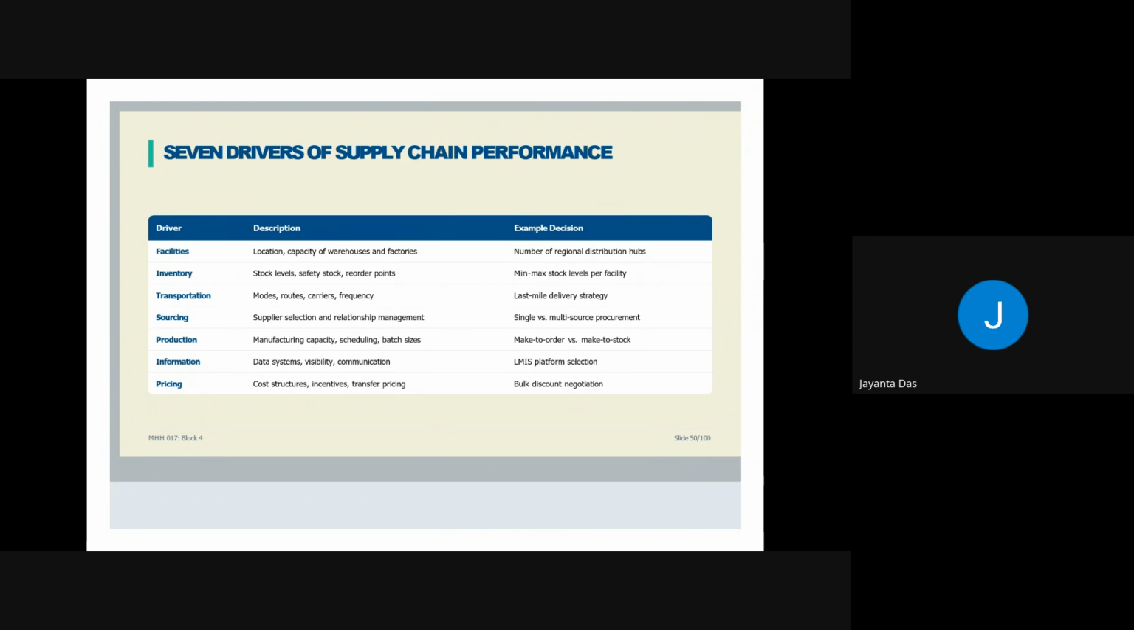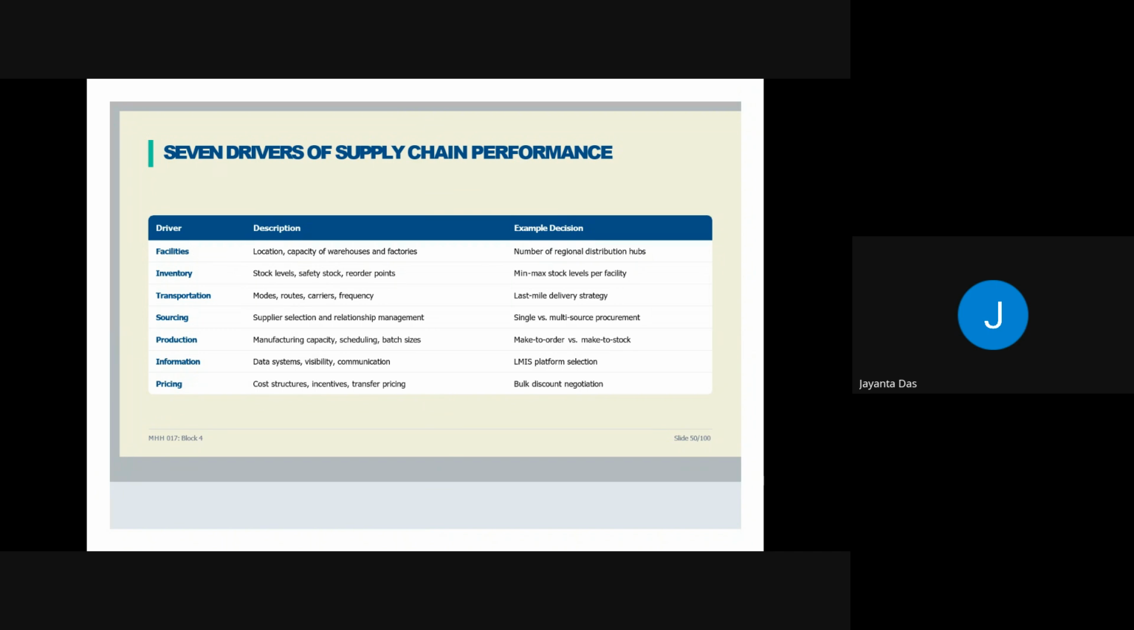Information, that is data system, visibility, communication. So LMIS platform selection for doing this, and we discussed what those LMIS platforms are and what are the things by which we can do this.